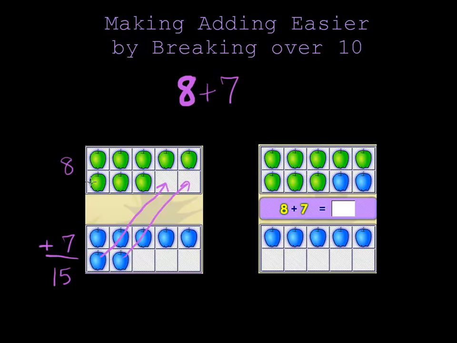Now, by moving those 2 apples, what I've done is I've made an easier problem. Here I have 10 plus 5, and I still get the same answer because I haven't changed the number of apples, I just moved where they were. Now you might say, oh, you know what, that makes a lot of sense with the pictures, but I can't draw all those apples every single time. Well, let's take a look at how you could do this just with the numbers.